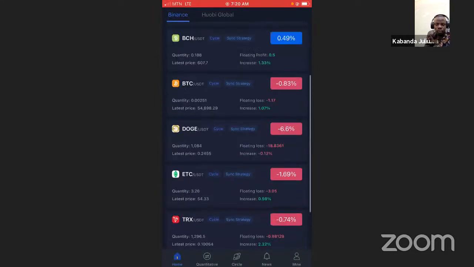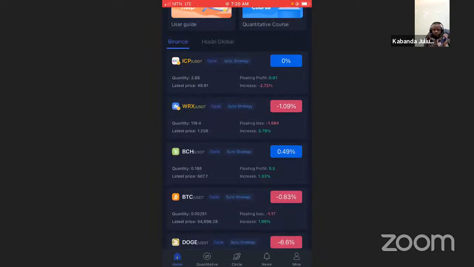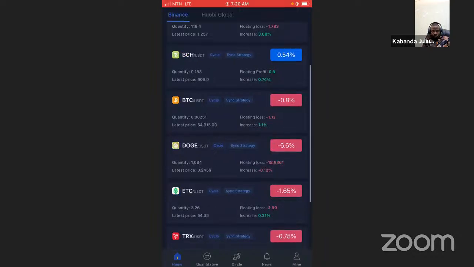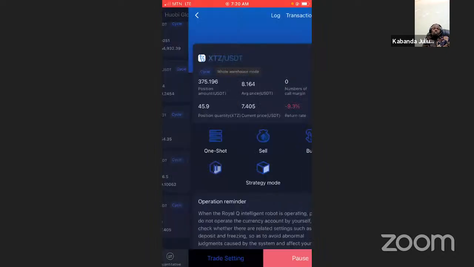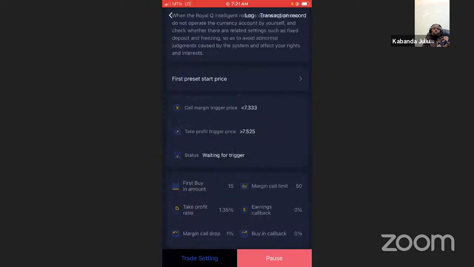You see these three coins, the ICP, the WRX, and then BCH. These three coins were added yesterday. But from BTC to XTZ, those coins were already there. So let me open this one. You see the number: the first amount to buy is 50, then the margin call limit is 50.